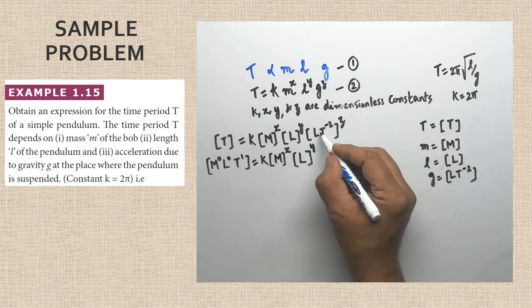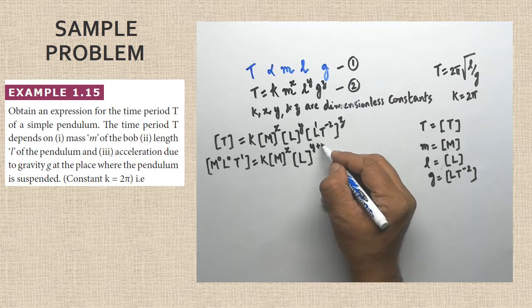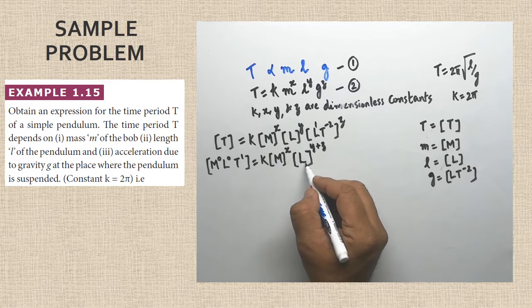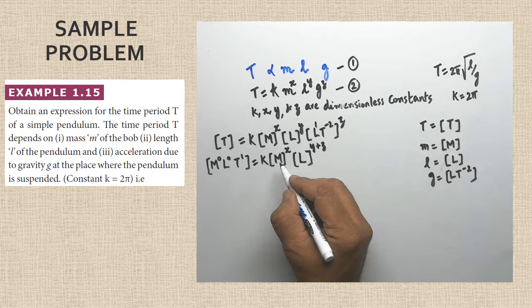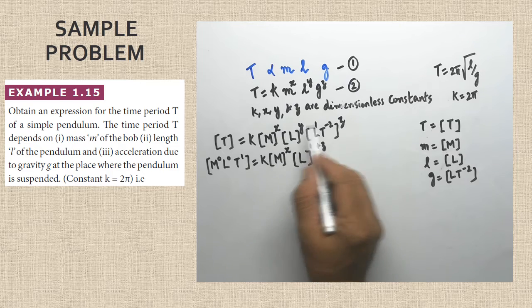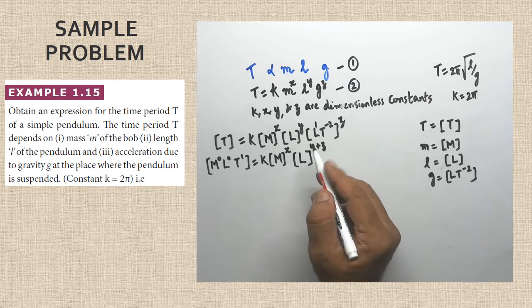Y. Here, what is the power of L? 1 into Z. And then add it. So, what I have done here? I have to write M, L. Next, I am going to write T. First, you have to write M. You have to choose all the powers of M. They have to be added. You have to choose the powers of L. All have to be added.